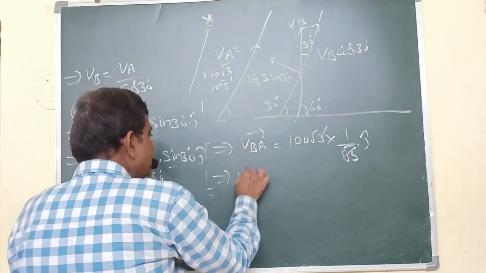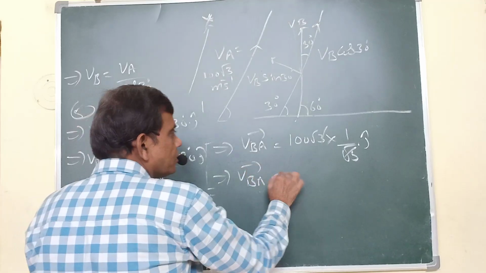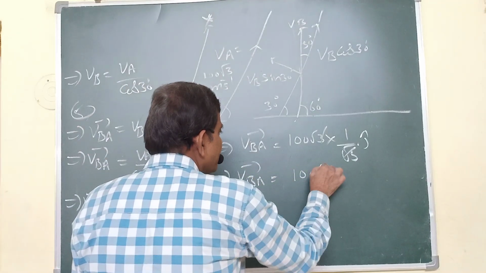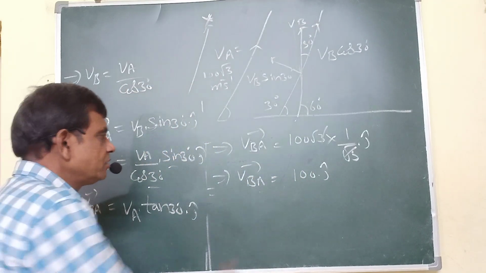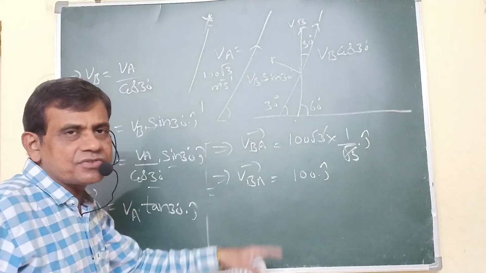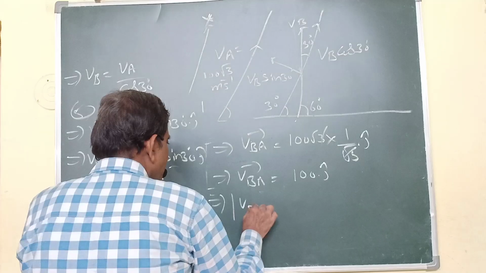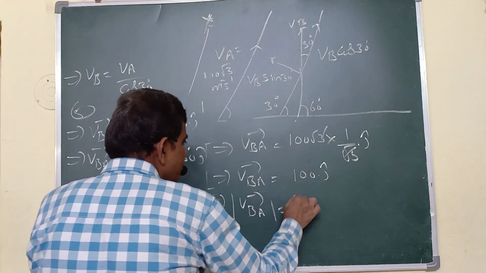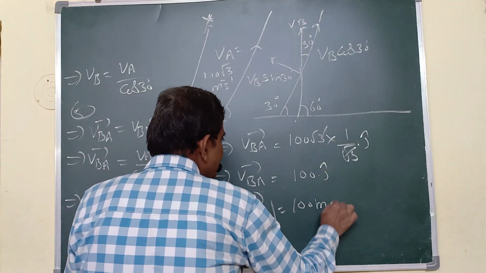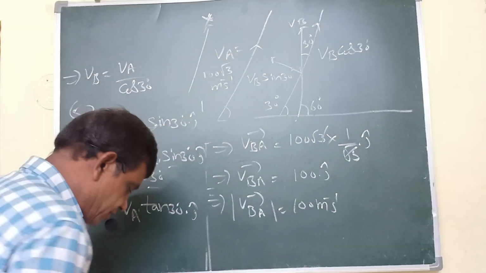So what is the relative velocity vector? That equals to 100 J. I want magnitude, so you take mod. Then what happens? Mod J equals to 1, J is the unit vector. So this implies mod VBA equals to 100 meter per second. So that is the relative velocity.